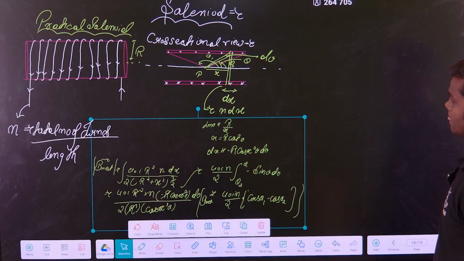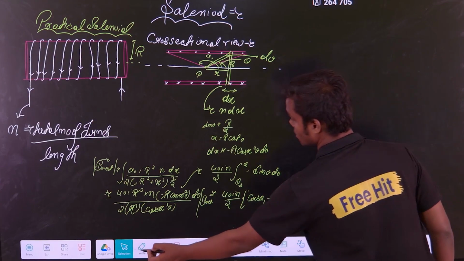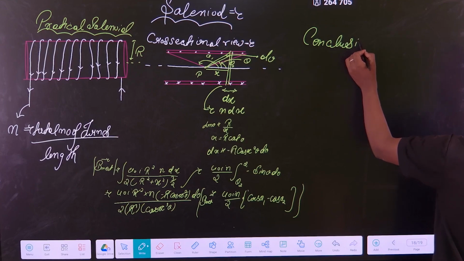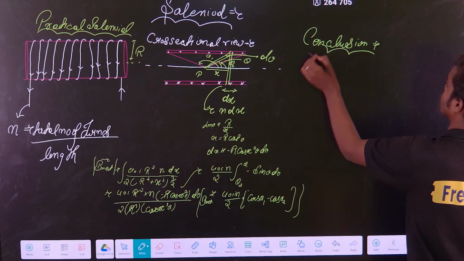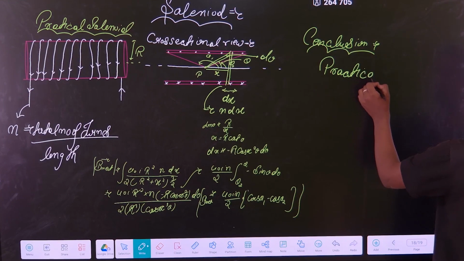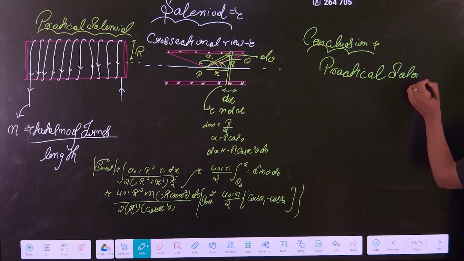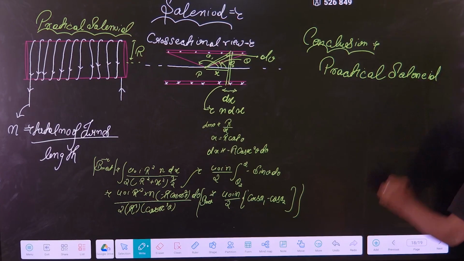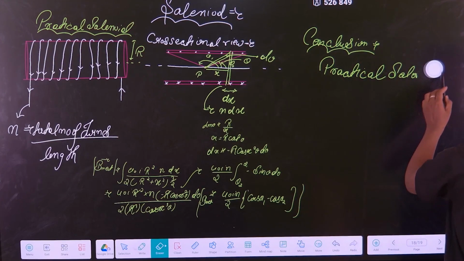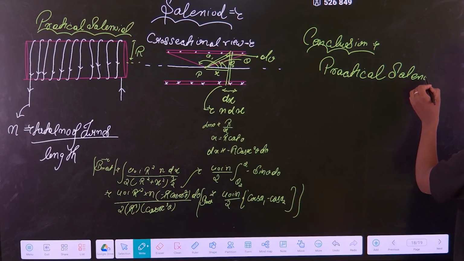Correct? Okay. What I am trying to say, you have to simply remember the conclusion. This is a conclusion for practical solenoid. Okay. What is practical solenoid? What is ideal solenoid? That we will see in the next session. Just for right now, you just remember for practical solenoid. Spelling is a very big problem for me. Solenoid.